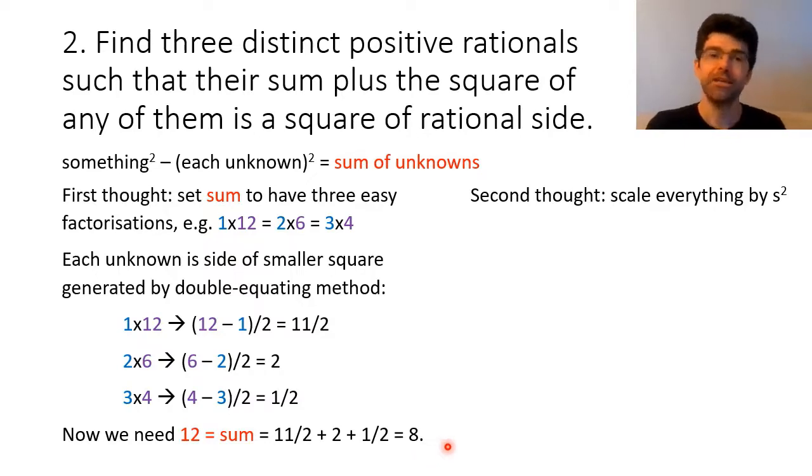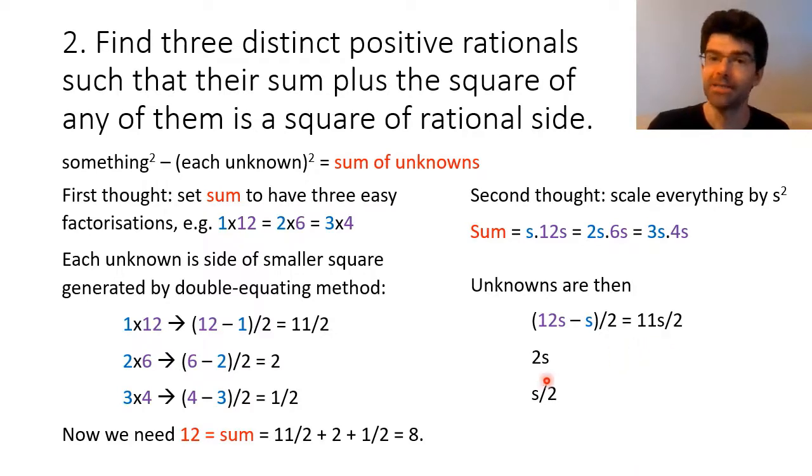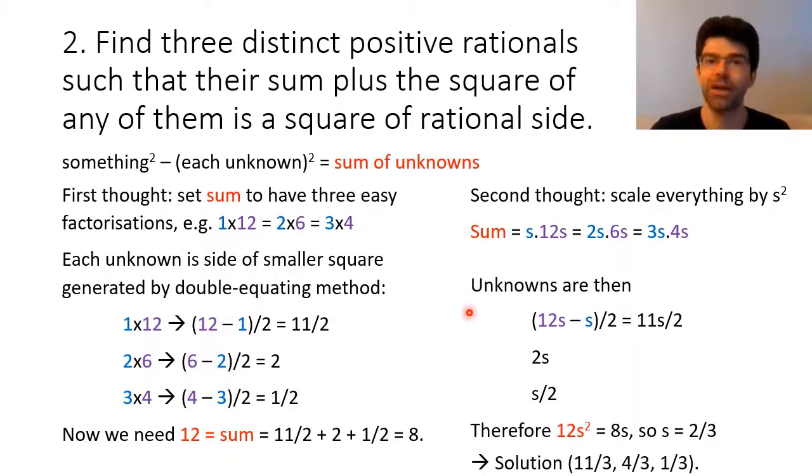If instead of saying the distance between the pairs of squares is 12, we say it's 12s squared, then the double equating method gives us side lengths, and therefore unknowns, in terms of s. So the sum of the side lengths is something that we can express both in terms of s and as 12s squared. That equation is in helpful form, so we're going to get a rational solution out of it. In particular, we get 8s is 12s squared, s is 2/3, and the solution 11/3, 4/3, 1/3 to the original problem.